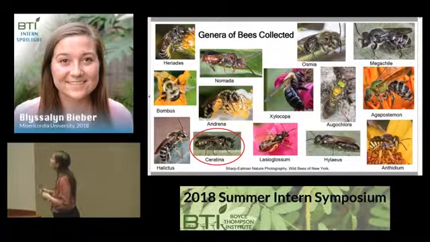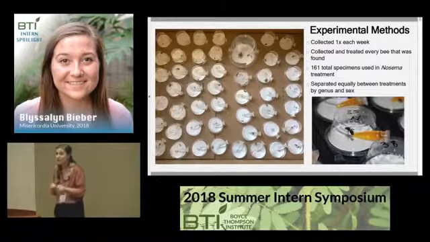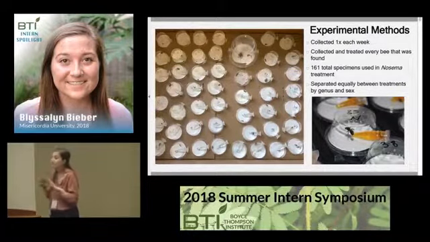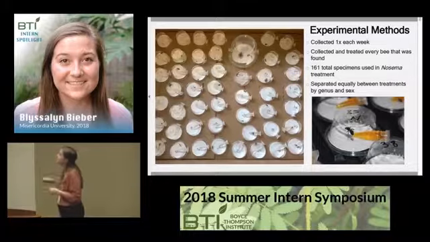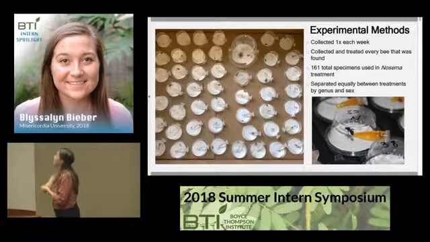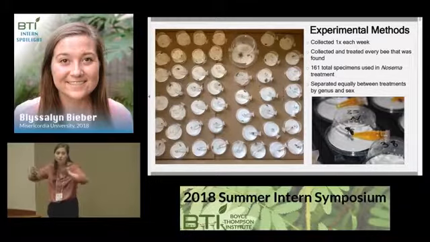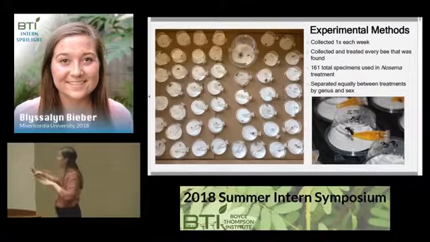As far as our experimental method went, we were not discriminate in the bees that we were sampling. Anything that we found, we collected. We did not collect honeybees, as we were not interested in those. It was just the wild bees that we were finding. We ended up getting 161 for the Nosema treatment. And upon collection, we would separate them by genus and between treatments of sex so that we would have an equal separation.